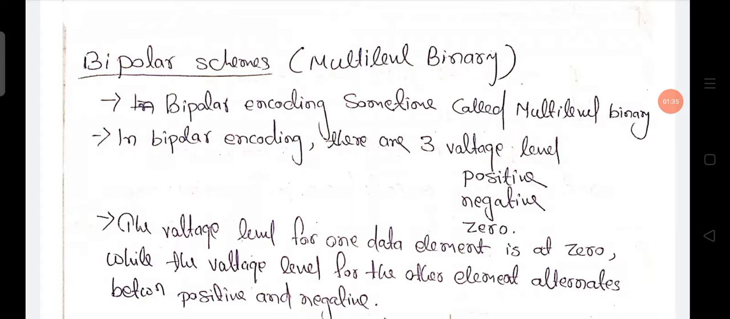That means in the waveform, for one bit the zero is constant, but for another element of the wave, the voltage level alternates between positive and negative. Once it is positive, another time it is negative, then positive, then negative. It alternates between positive and negative, but the zero is constant for one element.